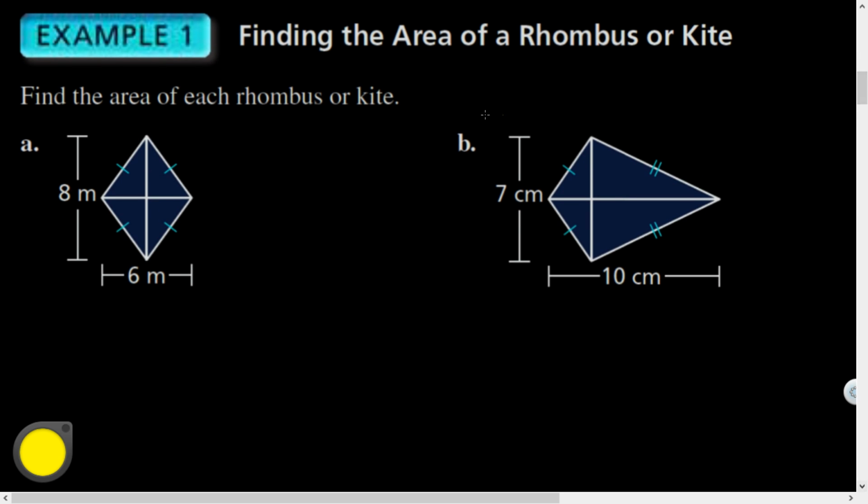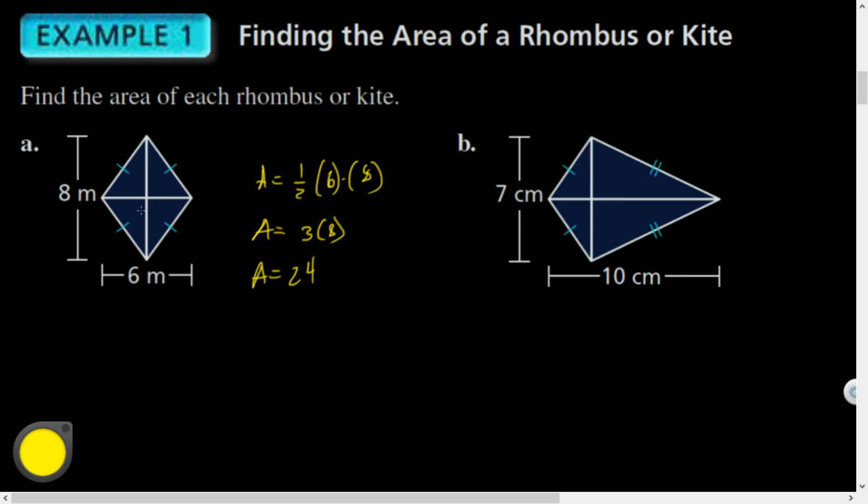Anyways, find the area of each rhombus and kite. So the area here is, guys, you guessed it, half the diagonal times the diagonal. Do I have to distribute this 1/2 to both of those? No, definitely not. Super illegal, because you don't distribute multiplication over multiplication. You only distribute over addition or subtraction. So half of 6 is 3, and 3 times 8 is 24.